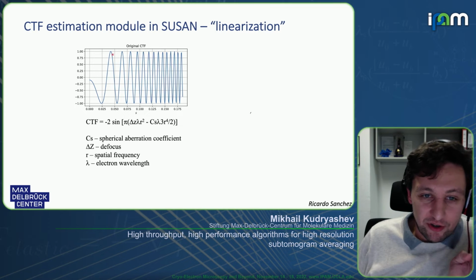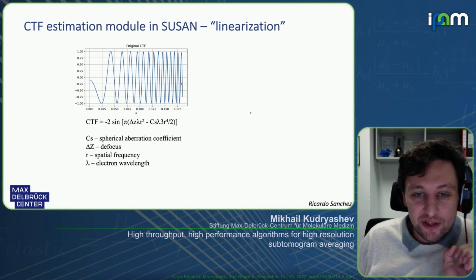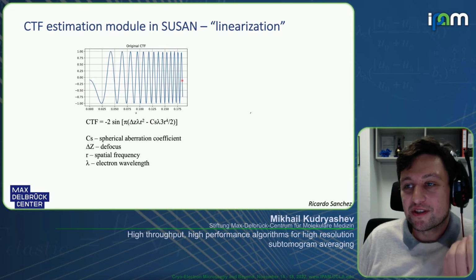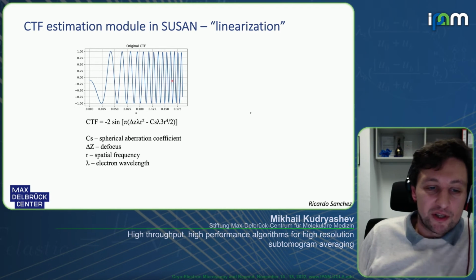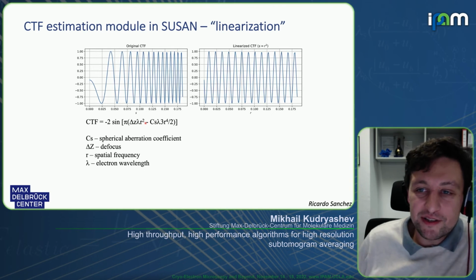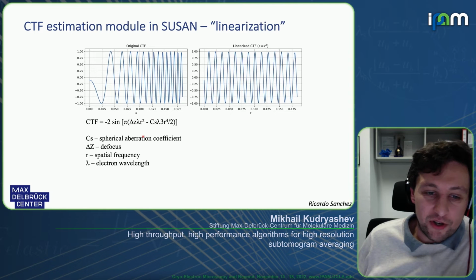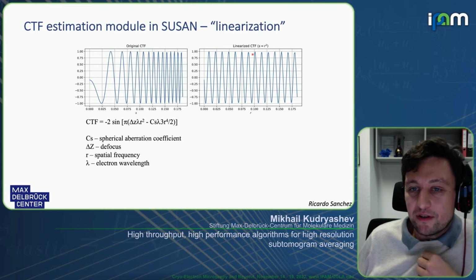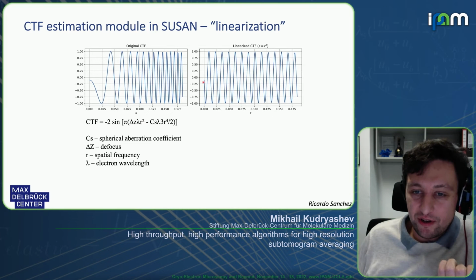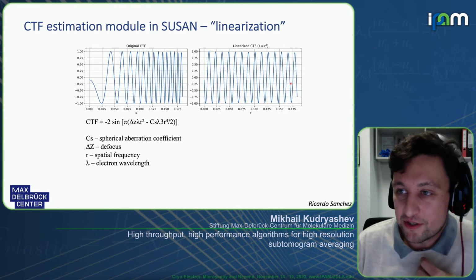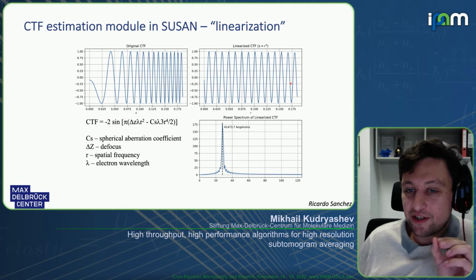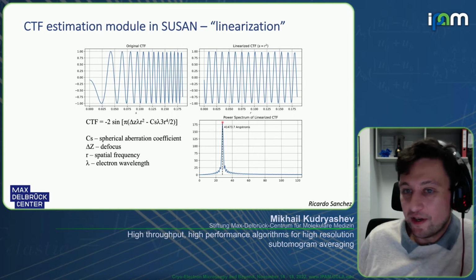So we know that CTF gives us a little oscillatory function where the distance between the zeros at high frequencies is smaller than at low frequencies. So Ricardo looked at the formula, and then he replaced the variable, and around the new variable, the spacing between CTF zeros is the same at high and low frequencies, right? And then he can basically take the Fourier transform of that and detect the peak.